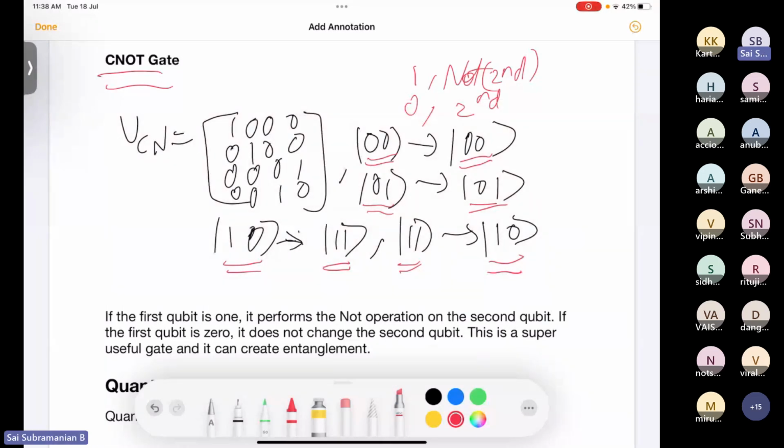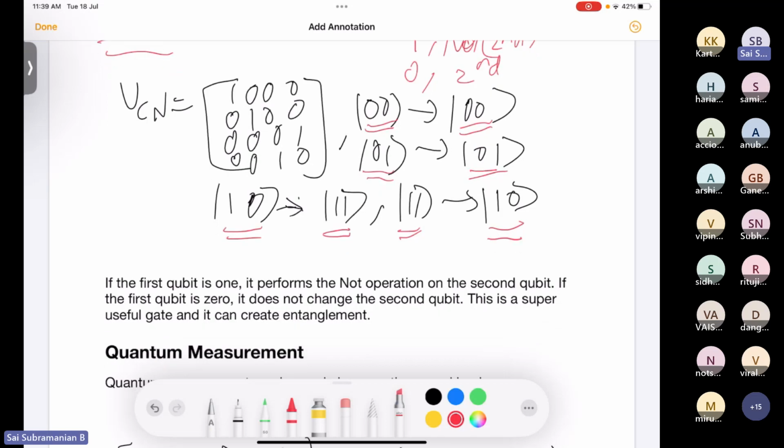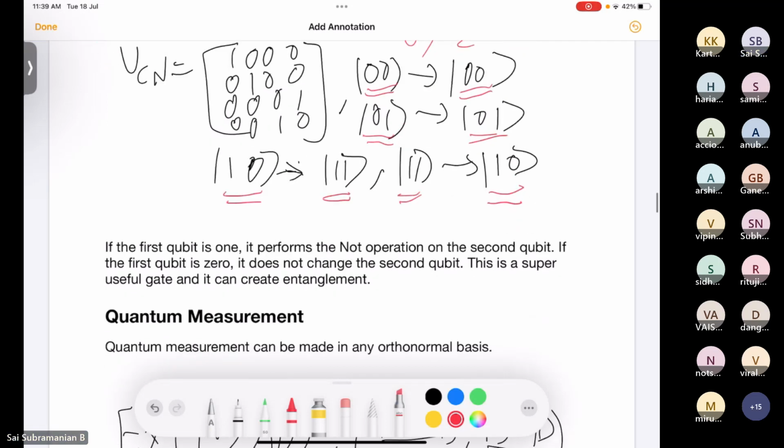So this is all the control NOT gate is. It is a very useful gate, and it is the gate that we use to create entanglement. Just to summarize the control NOT gate: if the first qubit is 0, the second qubit is not touched, and you get the same state. If the first qubit is 1, you flip the second qubit. You operate a NOT on the second qubit. And that's it. That is the control NOT gate. That is all the gates we will be using today.